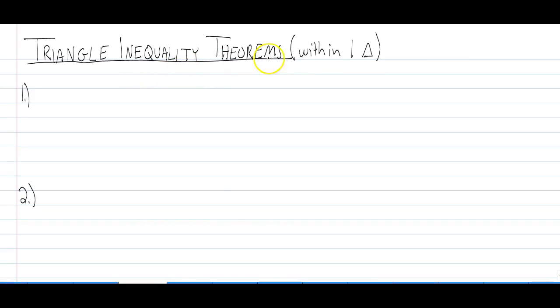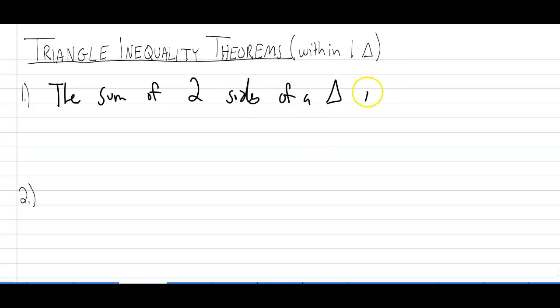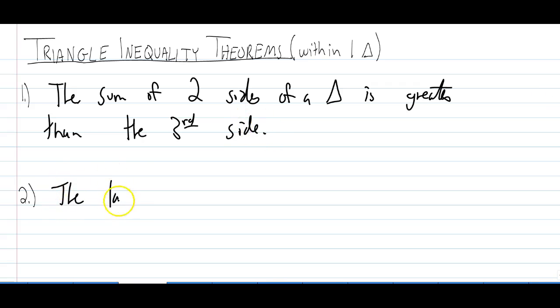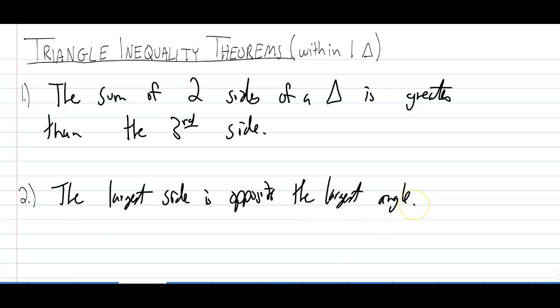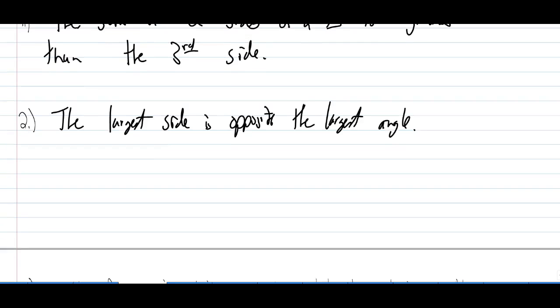We have triangle inequality theorems within one triangle. There's two parts to this. Number one, the sum of two sides of a triangle is greater than the third side. That's something we mentioned just before. And the other one is that the largest side in the triangle is opposite the largest angle in the triangle. Likewise, the smallest side is opposite the smallest angle. All those things are going to be consistent when we're looking at any individual triangle.